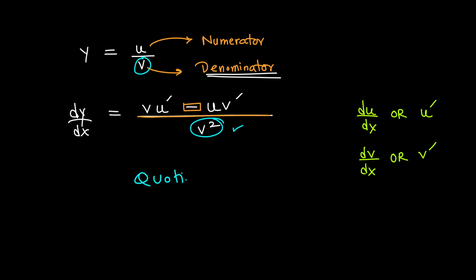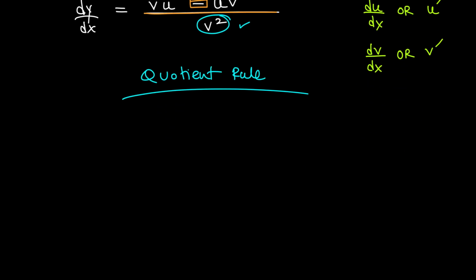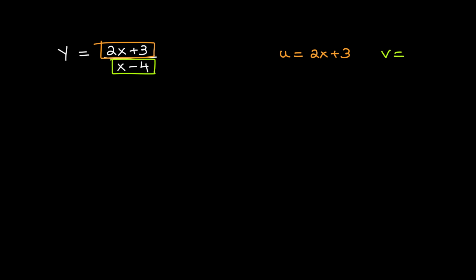This is known as the quotient rule and it's about division of two functions of x. Let's start off with the very first example. y equals 2x plus 3 over x minus 4. The numerator u is 2x plus 3. The denominator v is x minus 4. Differentiate each one. u prime is simply 2. v prime is simply 1. The quotient rule starts off with v, so the arrow is drawn in this direction.